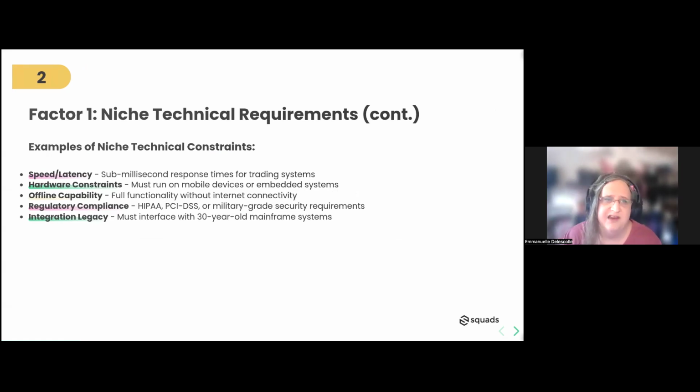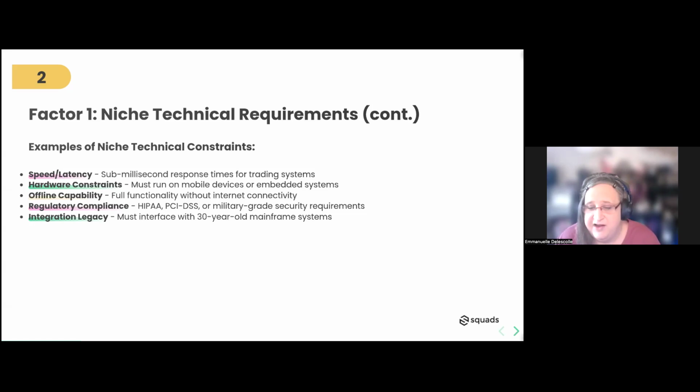Things that are somewhat niche and you should be looking for is speed and latency. For example, if you're doing trading or if your project involves real-time communication. There are hardware constraints, like maybe your product has to run on mobile phones only, or it has to be an IoT device, or it has to be worn around the neck of somebody. There's offline capabilities. If your target audience is in a region that is not well covered by a cellular network, for example. Regulatory compliance, like GDPR and other standards or regulations that you have to conform to.